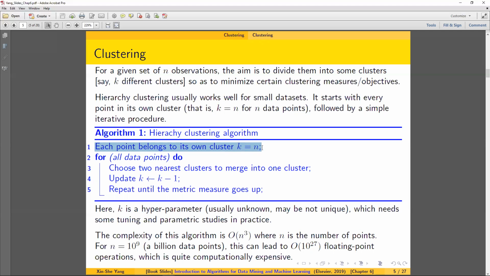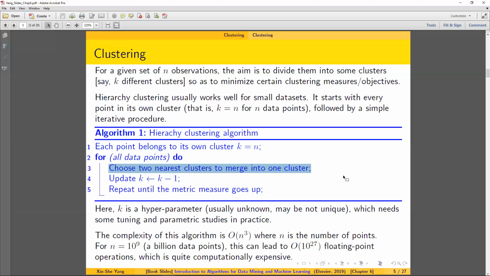And for all the data points, choose the 2 nearest clusters to merge into one cluster. So essentially, for the first iteration, it will have n clusters and then combine the nearest 2 into 1 so that you reduce the dimension. Initially it becomes n minus 1 for the first iteration. And then you can update k minus 1 to k, and repeat until the metric measure goes up.